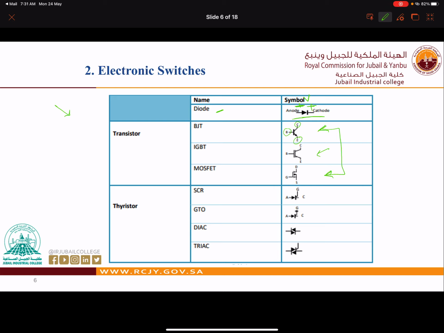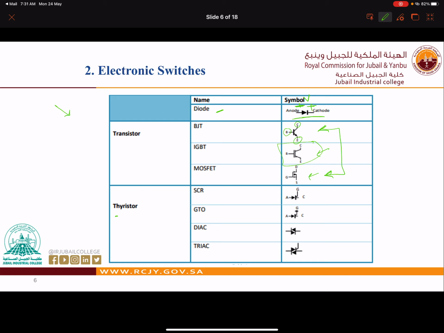The combination of IGBT and the MOSFET. Okay, so this is the IGBT. Now the MOSFET, this is the symbol of the MOSFET. Please make sure that you know how to draw it. You are going to be asked in the exam, either the quiz or the midterm or final.